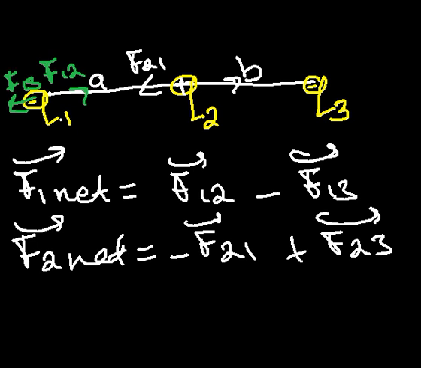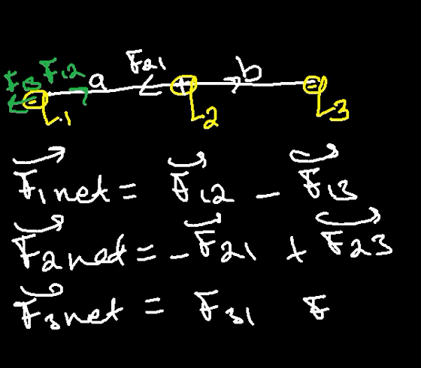And how about F3 net? F3 net will be the net force acting on charge 3 due to the other charges. That will be given as F31 and also F32.